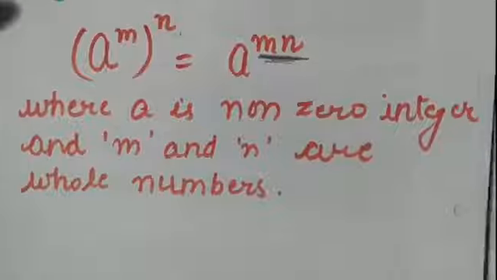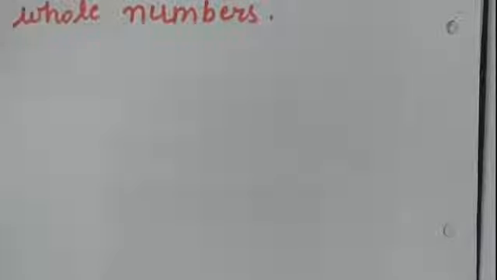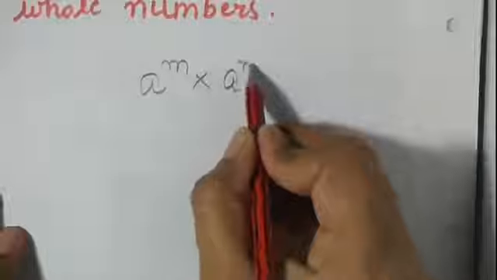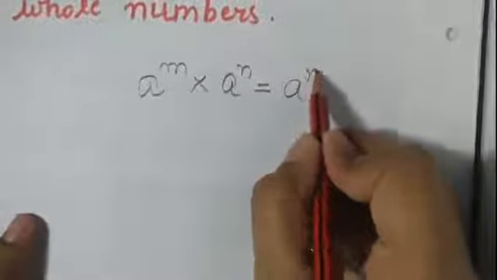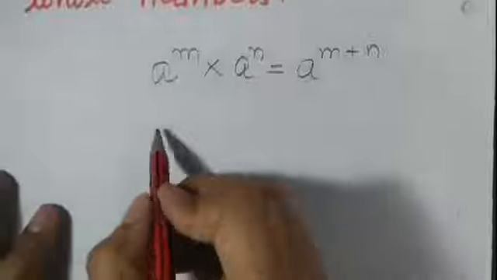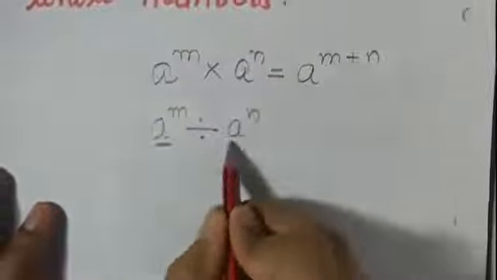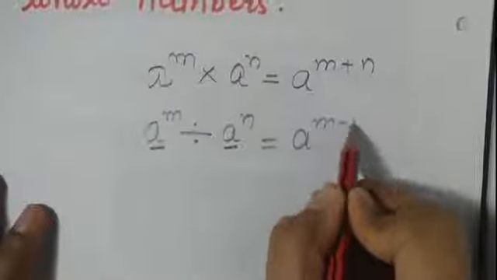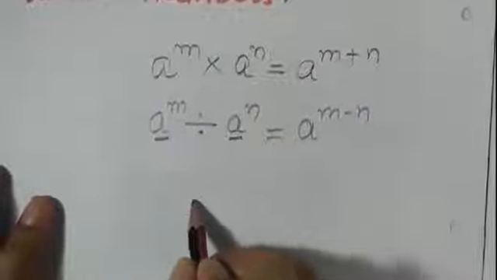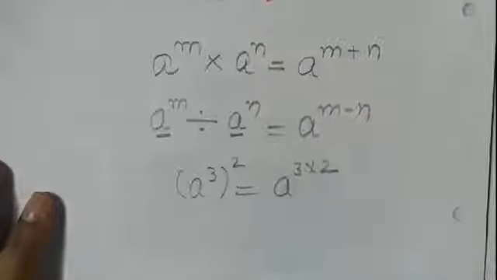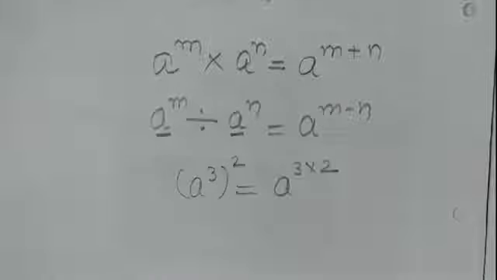So let us summarize what we have learned in this lecture. Basically, we have learned about the laws only. First law, whenever you have the same base and in between you have multiplication, then the powers get added. Second law, if you are dividing any two exponential numbers having the same base, then the powers get subtracted. And third law, when we have power to the power, then the powers are multiplied. So these we have learned in this lecture. Hope you have understood this.